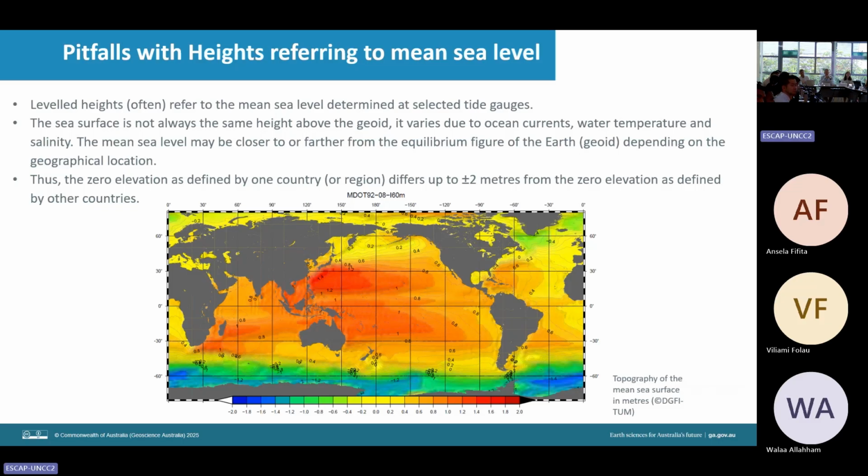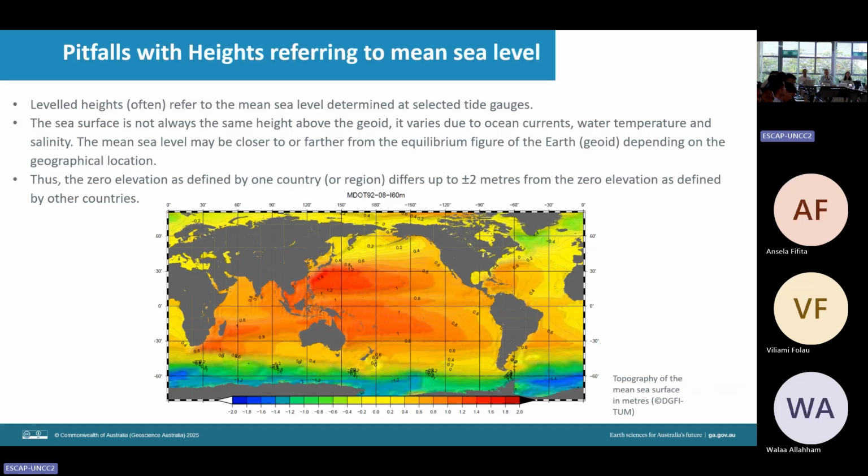The zero elevation, as defined by one country or region, differs by up to 2 meters from the zero elevation defined by other countries, which can cause incompatibilities where these datums meet. And in fact, this is something we've seen in Australia. We have technically 2 datums, one for Tasmania and another for the mainland. And there's no real way to reconcile that without an understanding of those differences.